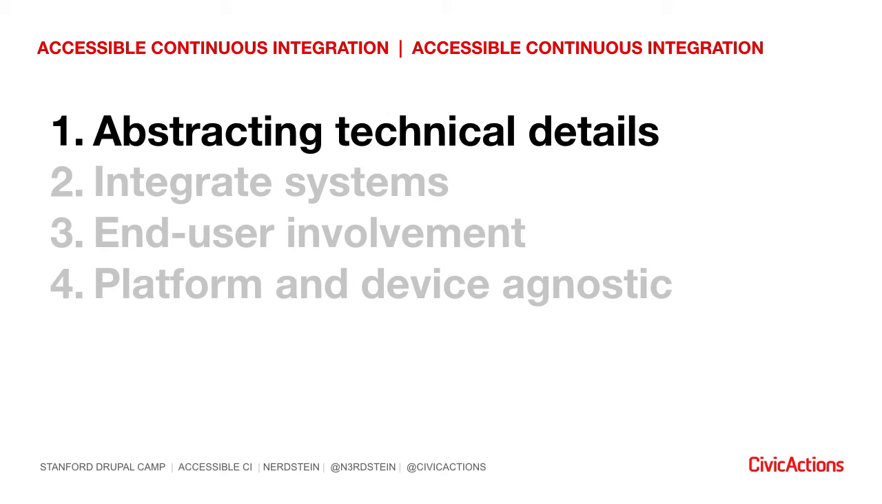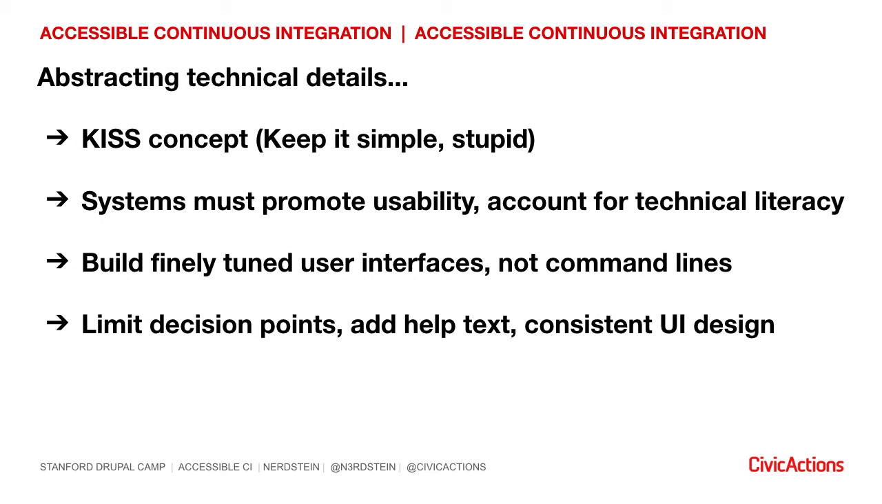We'll start with abstracting technical details. So the obvious thing is the KISS concept. I can't see people in the room, but I hope that you've heard of that. Basically, KISS stands for Keep It Simple, Stupid. And the way that you can abstract technical details is by making sure that the systems and the tools are simple, right? That they are straightforward and easy to use. So the systems and everything that we work on must promote usability and must account for technical literacy. I think often it's an afterthought that if we build these amazing continuous integration systems, that's going to be enough. But I don't think it's enough for our users.